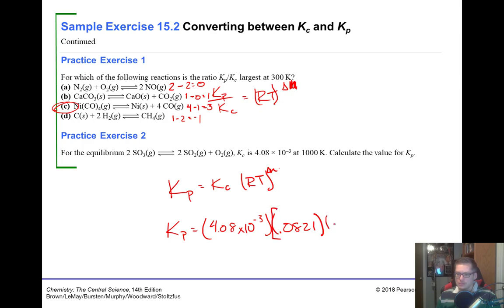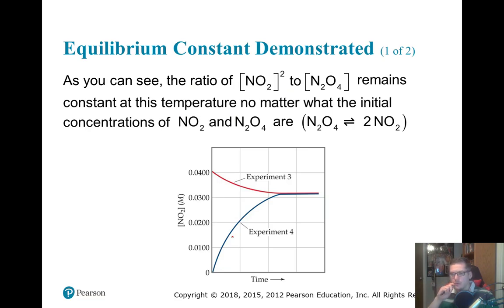Cheating the system a little bit. Times 1,000 Kelvin. Make sure your temperature's in Kelvin. Times our delta n. Well, delta n is gaseous products minus gaseous reactants, so that'd be 3 minus 2. So our Kp value would be equal to 4.08 e to the negative third times 0.0821 times 1,000 raised to the 1 power. So I got 0.335. There you go. Boom, Bob's your uncle. So equilibrium constant demonstrated.